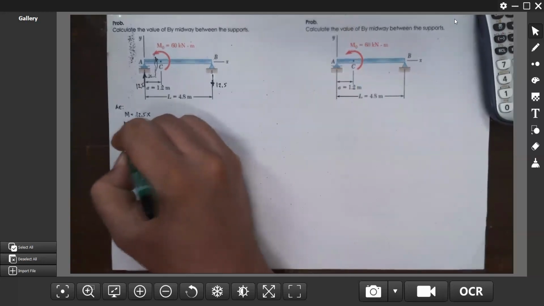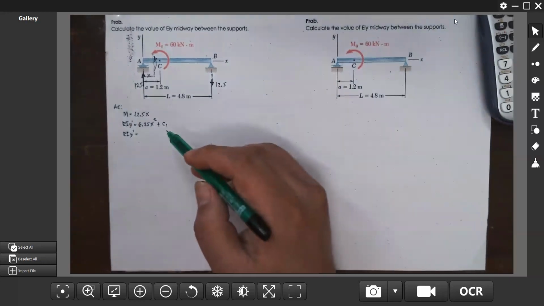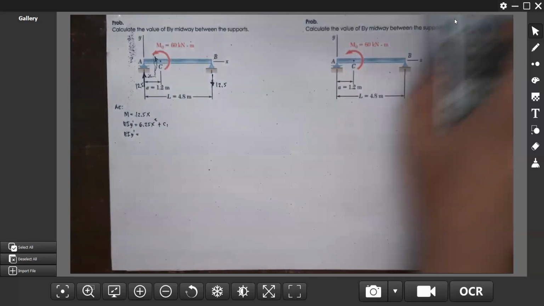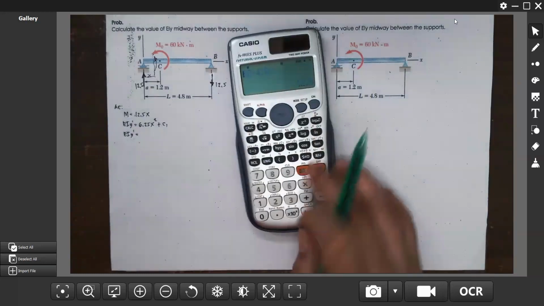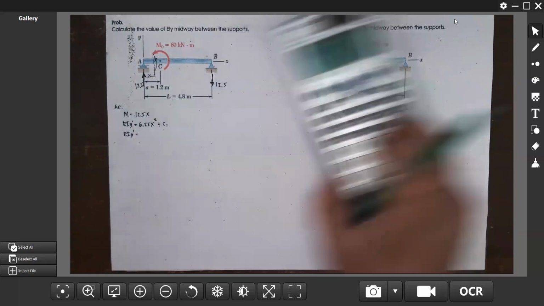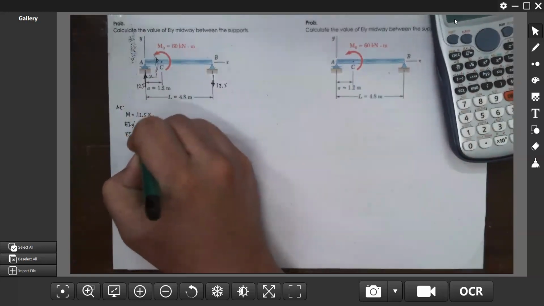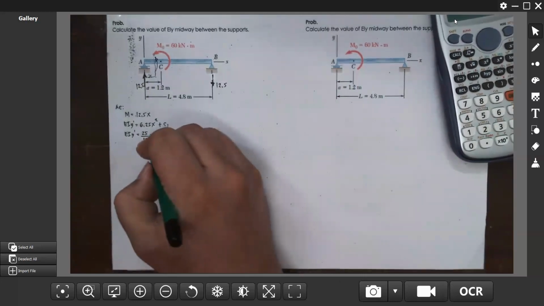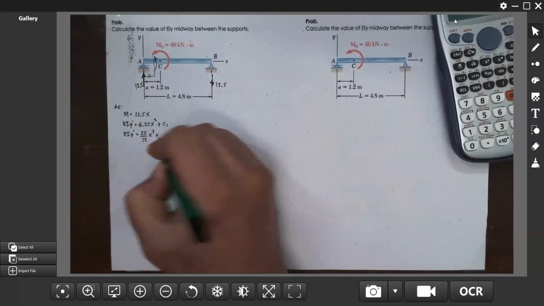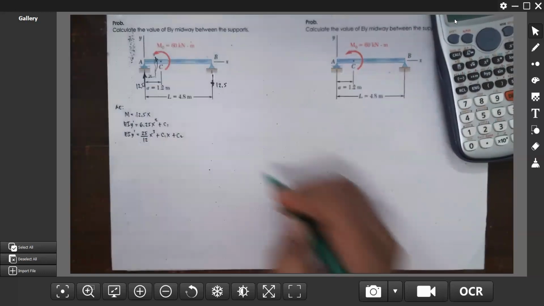And then integrate again. 6.25 x cubed over 3. So 6.25 divided by 3 is 25 over 12. 25 over 12 x cubed plus C1x plus C2.